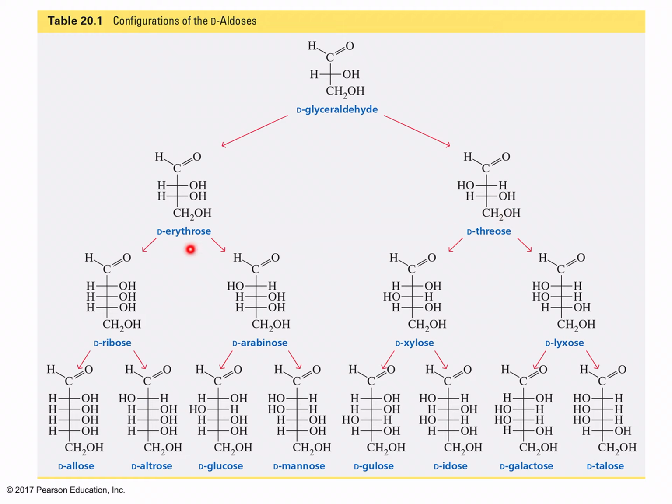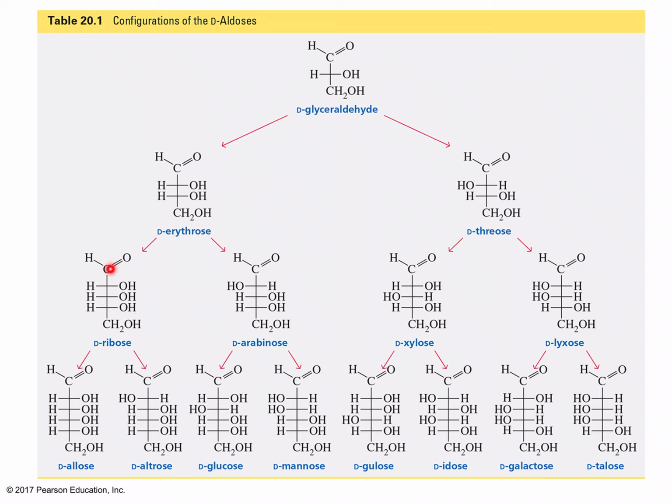Now for the D-erythrose, you can add one more carbon and a hydroxyl group. One goes to the right, one goes to the left. Now this has 5 carbons, so this is called D-ribose, and this is D-arabinose. Similarly, you can add another carbon between the carbonyl carbon and this carbon with hydrogen and OH. OH can go to the right, OH can go to the left. This is called D-xylose and this is D-lyxose.